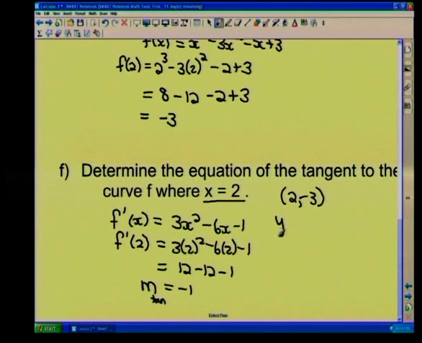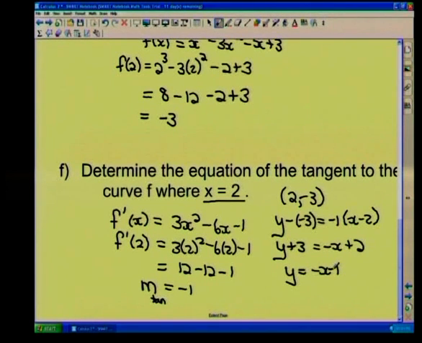So using my method, we can go y minus y1 equals gradient times x minus x1, which means I have y plus 3 equals minus x plus 2, which means y is equal to minus x minus 1. Okay, and if you wanted to use the other way of getting your tangent, feel free. It's not a problem. It's whatever you're most comfortable with. So the only thing different with this question to the previous question was a little bit on the tangent. And I said you will find it in your graph interpretation quite often.